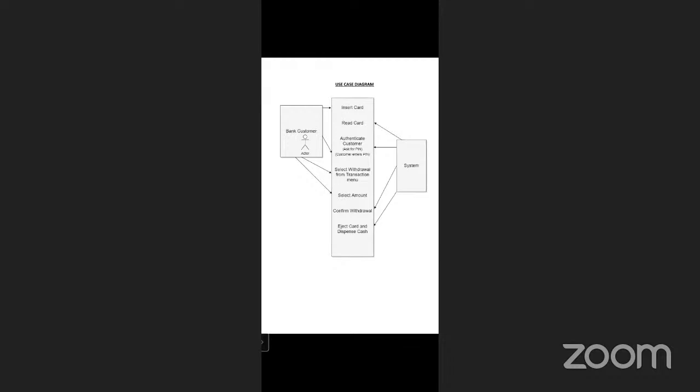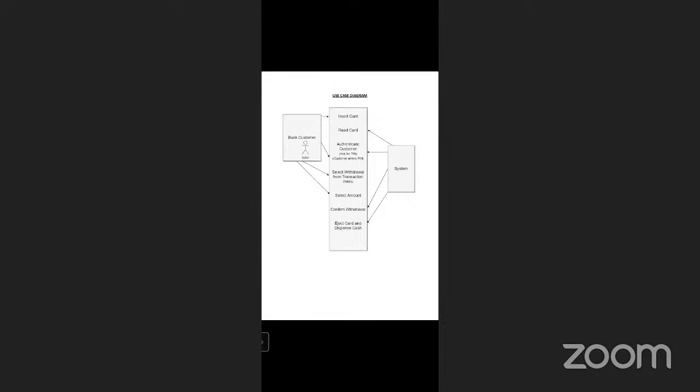Once that is entered successfully, the next thing will be for the customer to select withdraw from the transaction menu that will appear. Then enter the amount that you want to withdraw. Then the system will confirm the withdrawal, which we explained in detail in the first session. Then after the withdrawal has been confirmed, the system will eject the card and dispense the cash. So the bank customer would now take their card and then their cash, and then the use case has ended. So thank you. This is the end of the presentation on withdrawing cash from the ATM. Thank you.